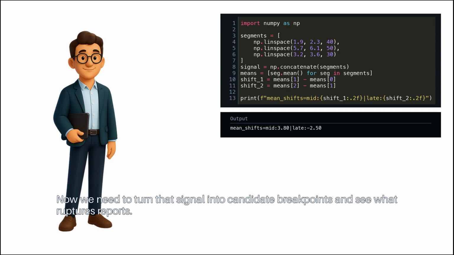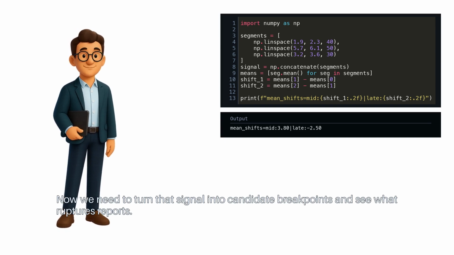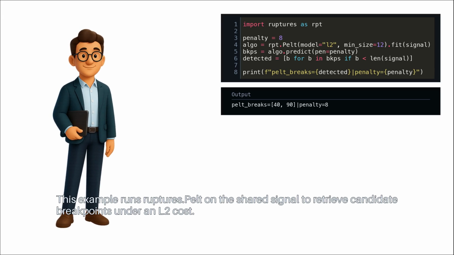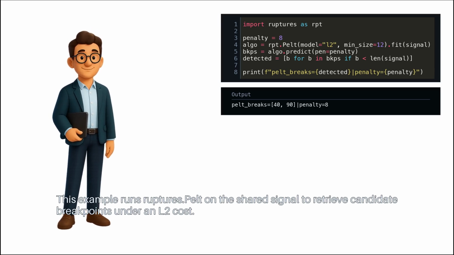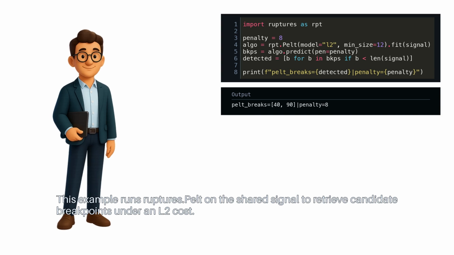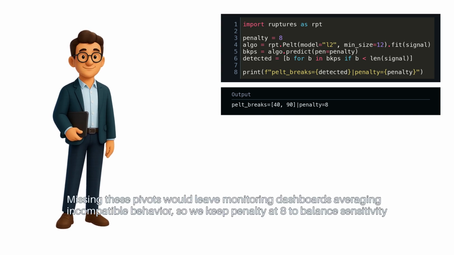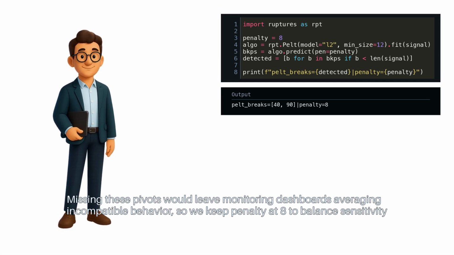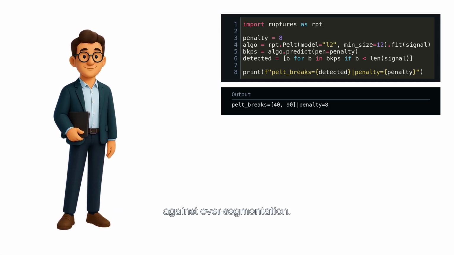Now we need to turn that signal into candidate breakpoints and see what Ruptures reports. This example runs ruptures.Pelt on the shared signal to retrieve candidate breakpoints under an L2 cost. Missing these pivots would leave monitoring dashboards averaging incompatible behavior. So we keep penalty at 8 to balance sensitivity against over-segmentation.